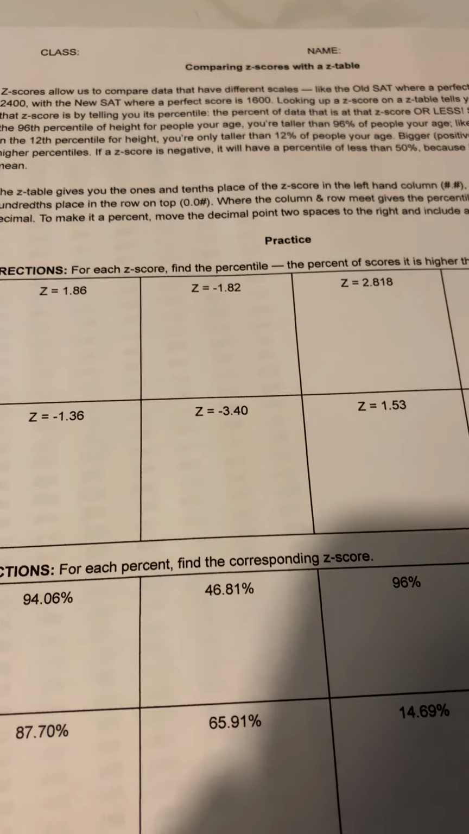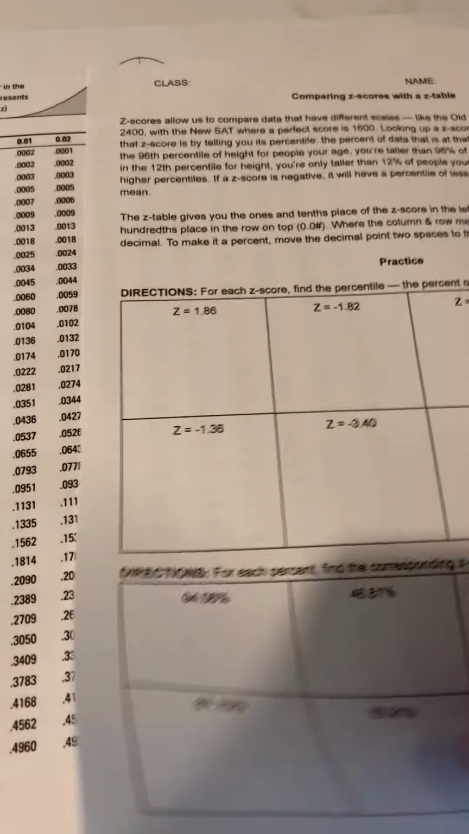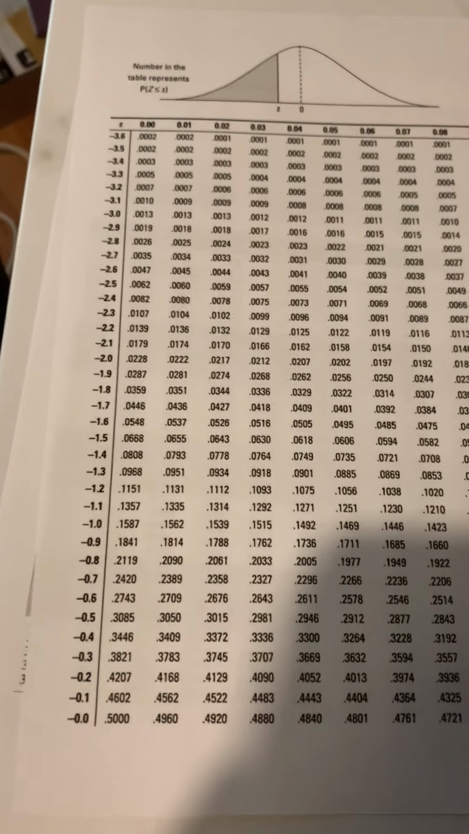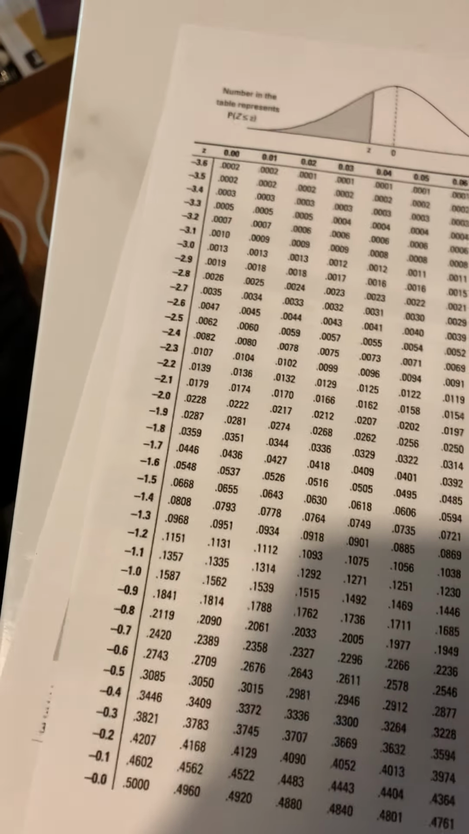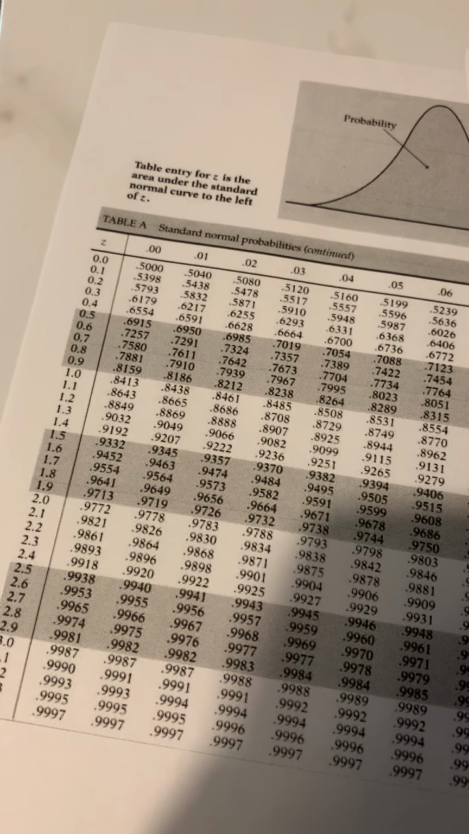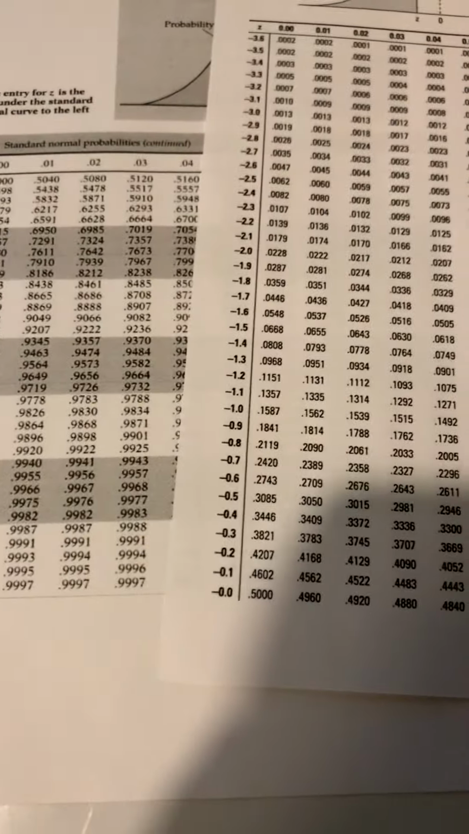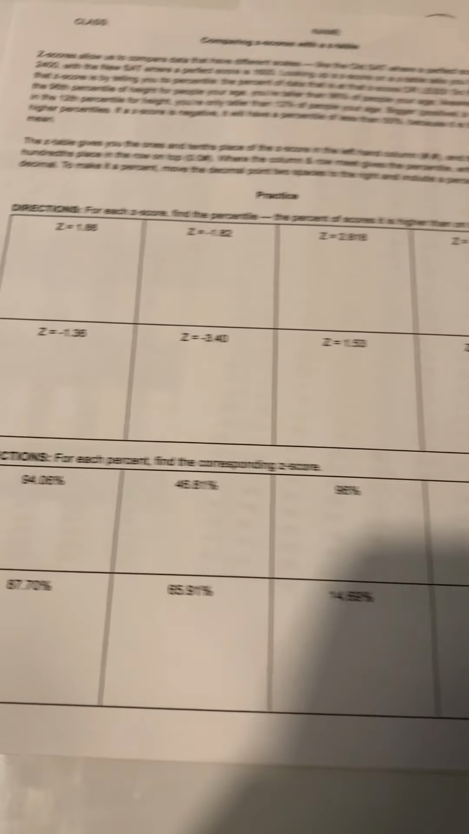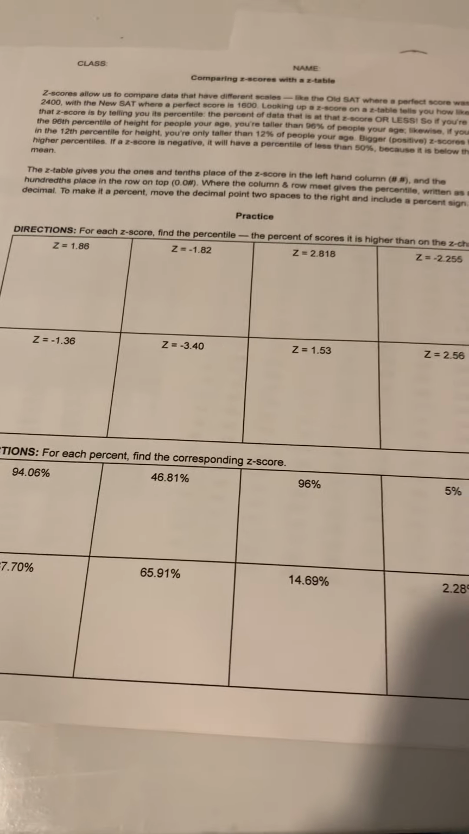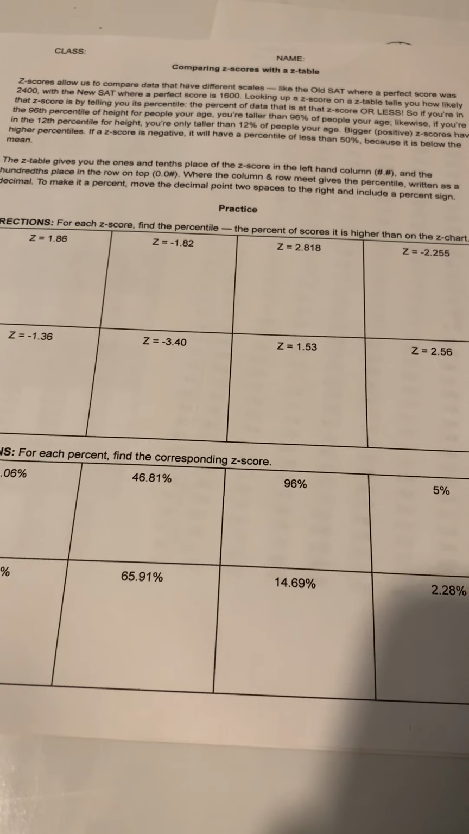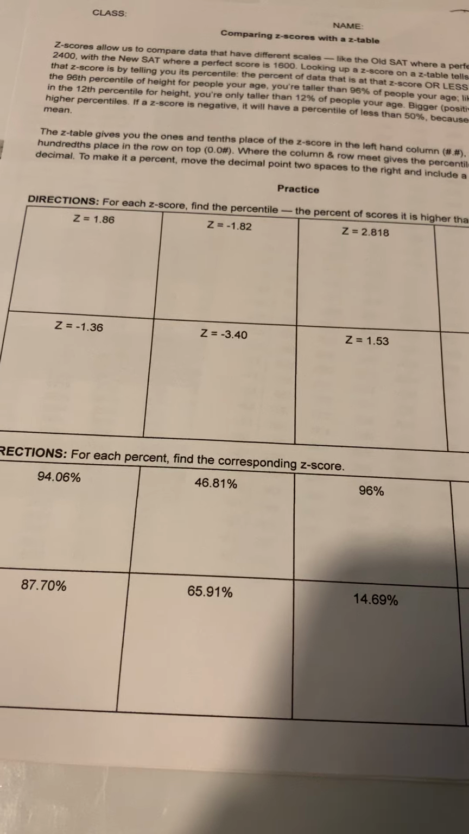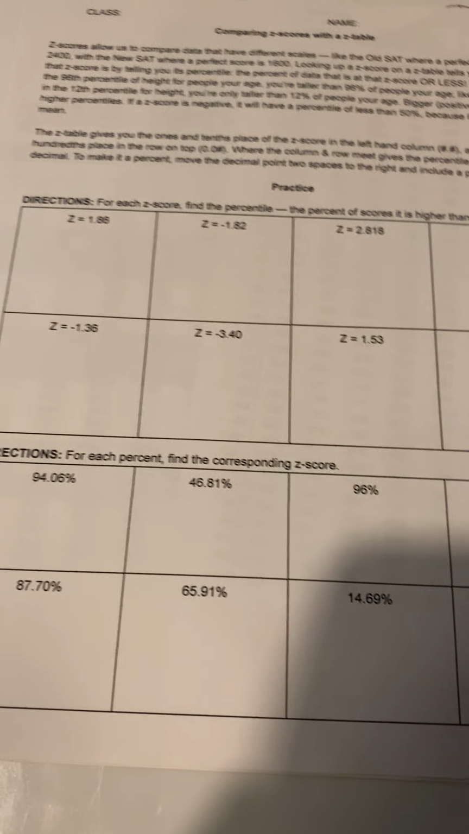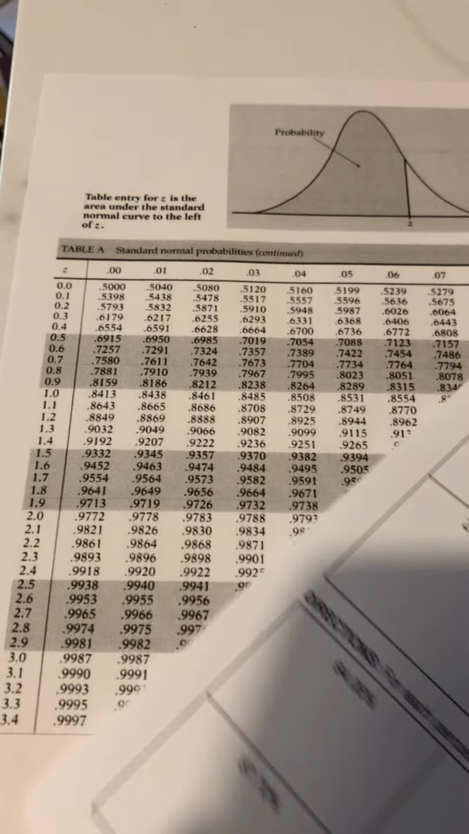So using a z-table, I gave you two. One is for negatives, these, and then one is for positives, these. So here's how we're going to use it. I'm going to do the first couple of examples from both of these so you can see both ways I'm using it. So on the first one, we have a z-score of 1.86. That's a positive number. So I'm going to be sure to use the one that is positive.